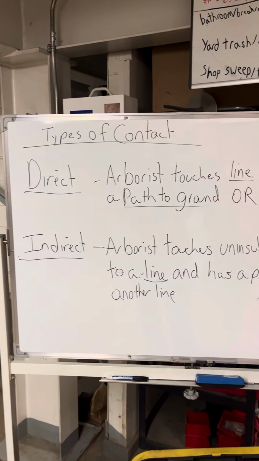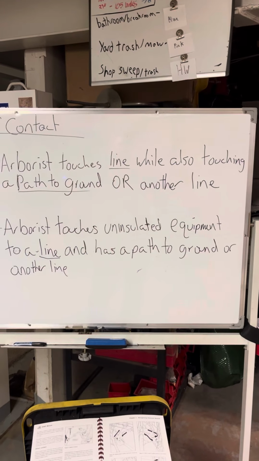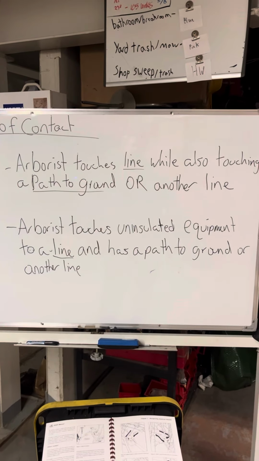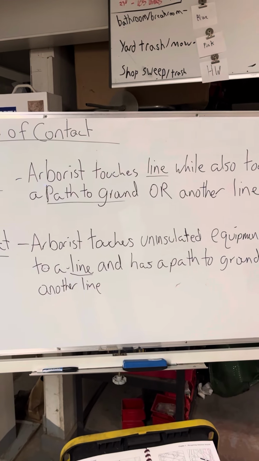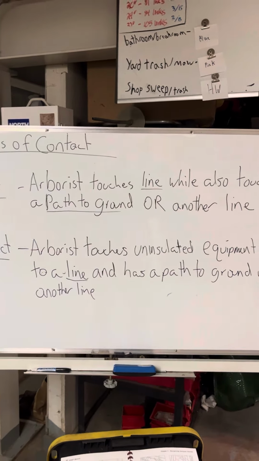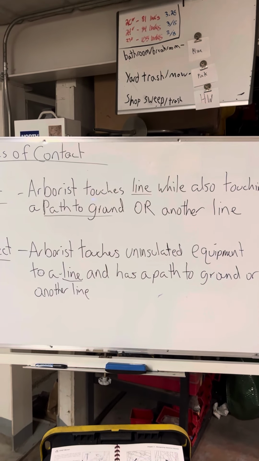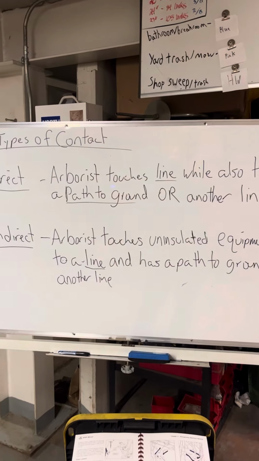It's direct and indirect. So direct would be an arborist touches a power line while also touching a path to ground or another line. So two lines touching together with the arborist being the connection or the pathway creates a circuit and allows that electricity to flow, and that creates a direct contact and also a phase-to-phase. We'll talk about that in a second.